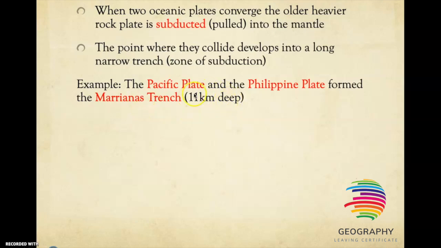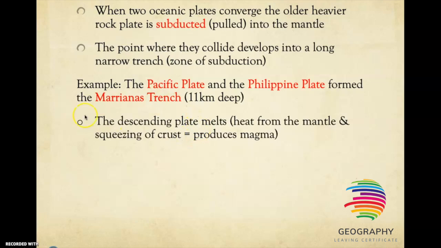It's 11 kilometers deep. The reason why this is in red, if you answer the question about a destructive plate boundary and didn't mention any examples, well, you're going to get 0 out of the 30. So the names of the plates are important, and the names of the features that the plates form when they collide, that's also important. So think oceanic, oceanic, the Pacific and the Philippines give you the Marianas Trench.